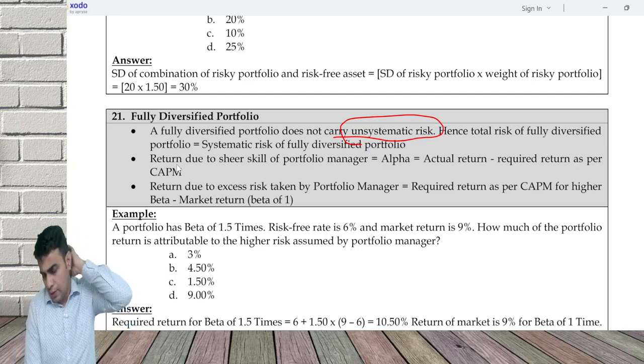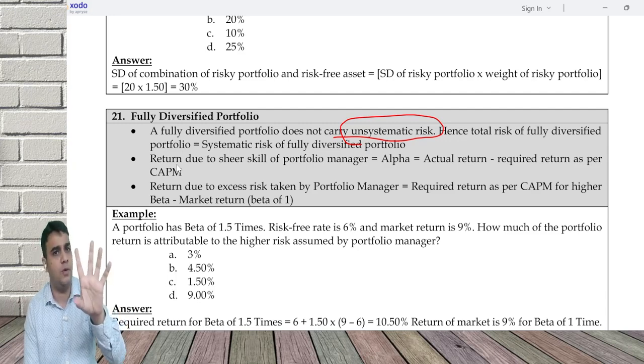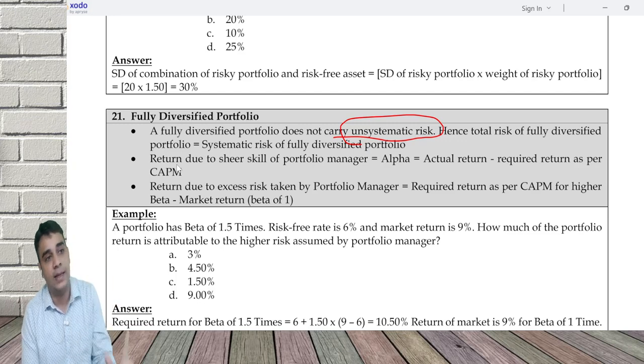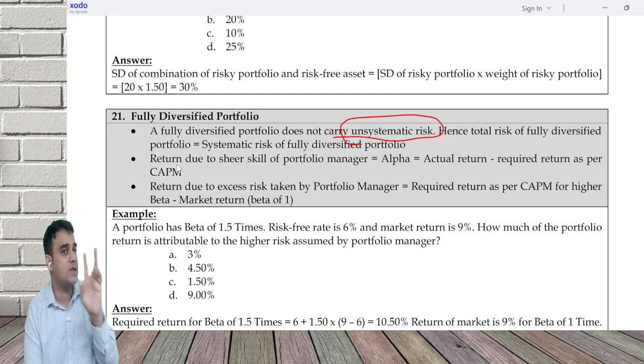In this concept, there was one problem where two concepts were tested together. One concept is return due to sheer skill of the portfolio manager. And the second concept is return due to excess risk taken by the portfolio manager. These two concepts got tested in one exam question. Let's first understand both the concepts. I don't want you to know the formula.